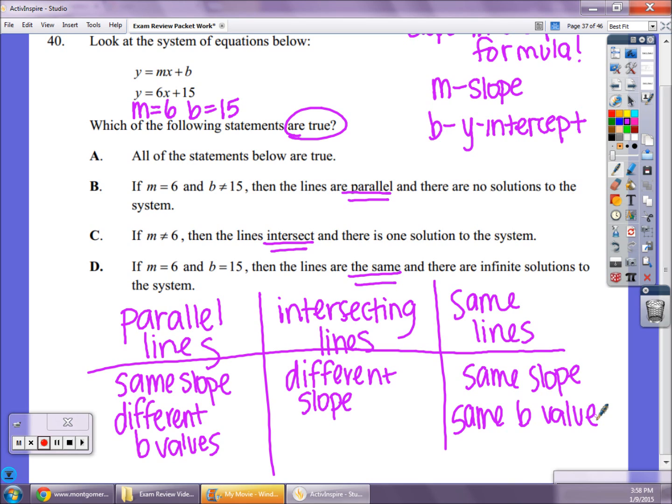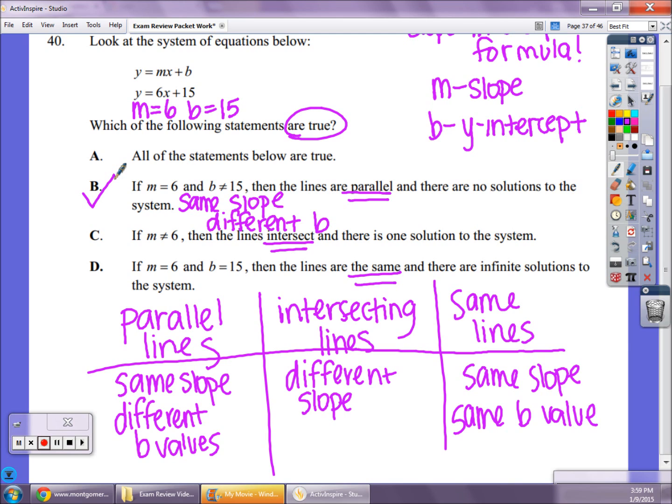All right, let's go back. So part B, if m equals 6 and b does not equal 15, then the lines are parallel. That means that we have the same slope, right? And a different b. And sure enough, that means that the lines are parallel, so we know that that statement is true.